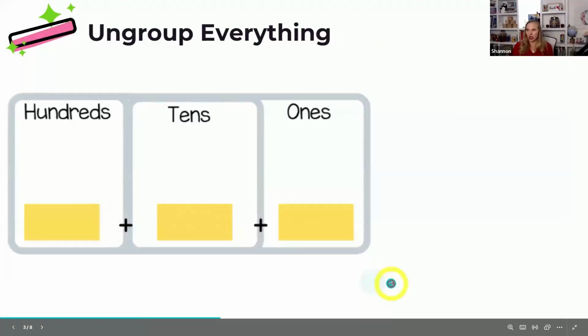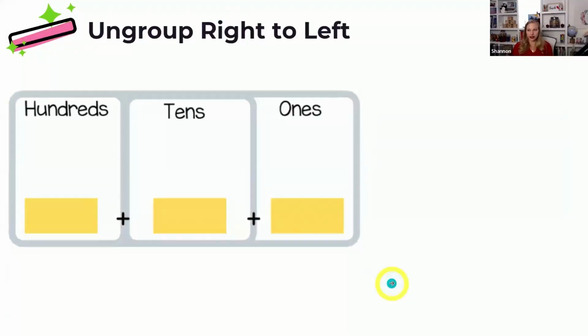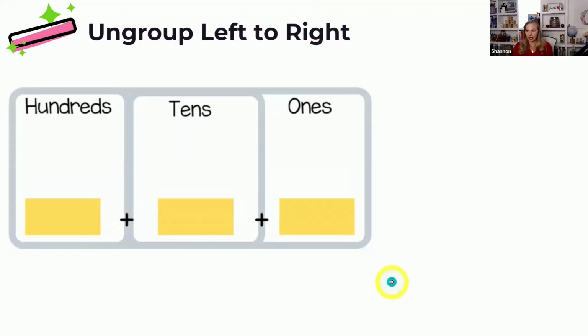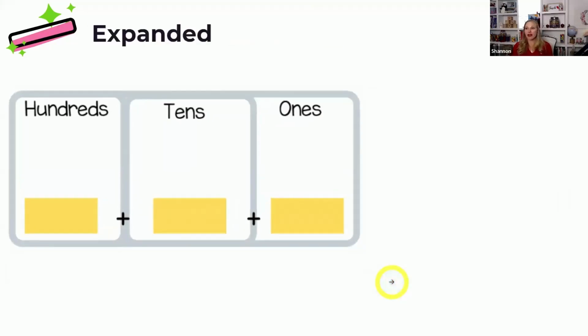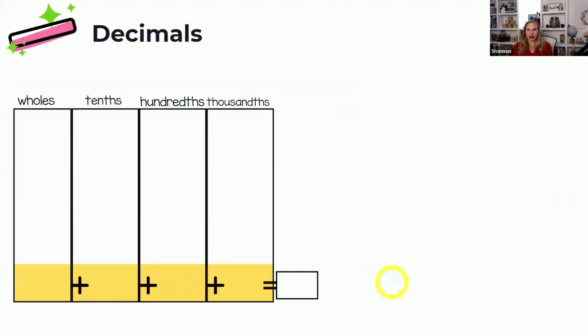They don't have the place value language. So that's when chunking becomes really helpful for all students. Okay, so now take a look at what happens when, so we talked about a few of these. We did ungroup everything with expanded, ungroup everything regular, ungroup right to left, ungroup left to right, and then we did talk about just the expanded.